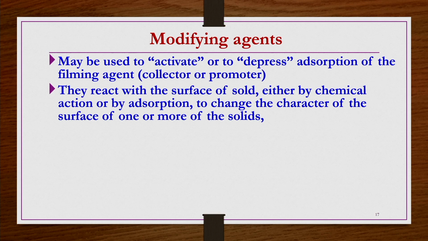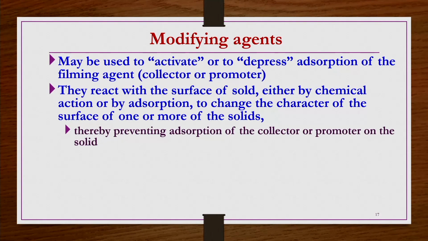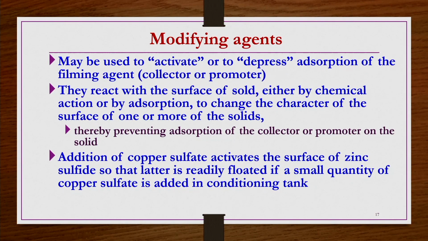So, either to activate or to depress the adsorption of the filming agent, we may need some kind of modifying agents. What are they that we see? These modifying agents react with the surface of solid either by chemical action or by adsorption to change the character of the surface of one or more of the solids, thereby preventing adsorption of the collector or promoter on the solid. Addition of copper sulphate activates the surface of zinc sulphide, so that the latter is readily floated if a small quantity of copper sulphate is added in the conditioning tank.